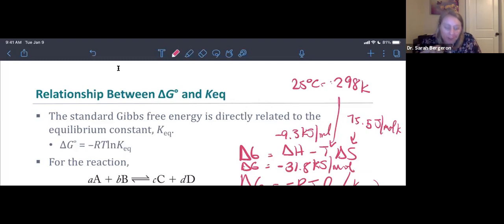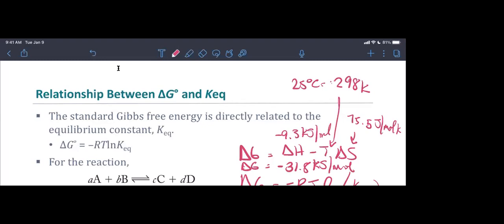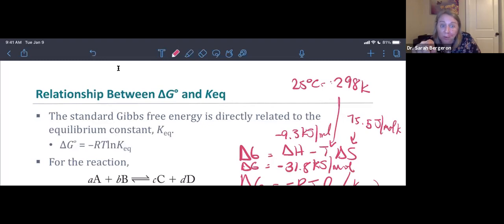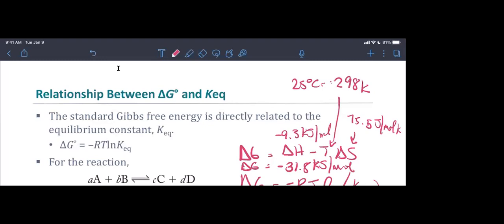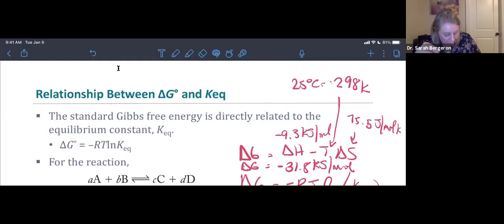Now you take that delta G and put that into our second equation. So we say negative 31.8 kilojoules per mole is equal to negative, what's R? What R are we going to use? We talked about this in class. Is it the 0.08257? 8.314, okay, joules per mole. And then you multiply times our temperature, 298, times ln of K equilibrium.